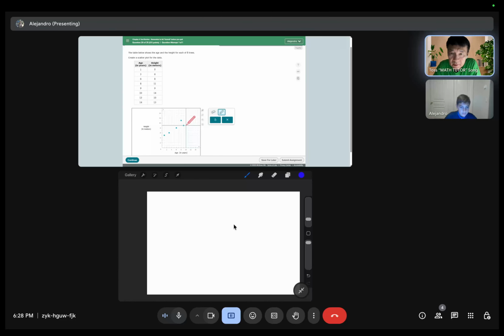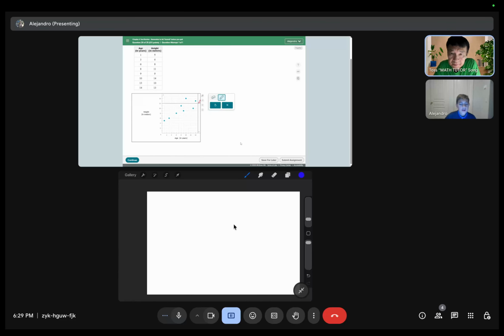9, 9, okay. And then 10, 14. And then 13, 10. 14, 14, 13. Okay. It looks good to me. It's still small for me, but I think I follow every single one. Okay.